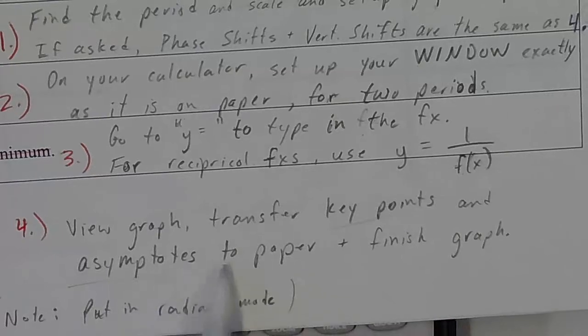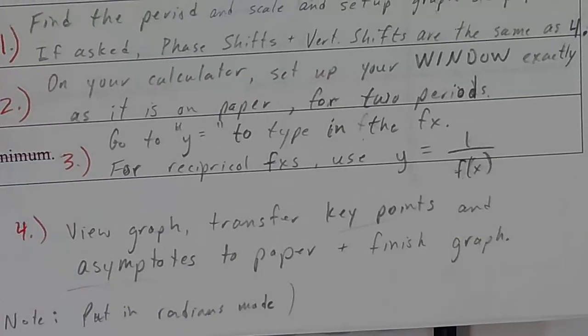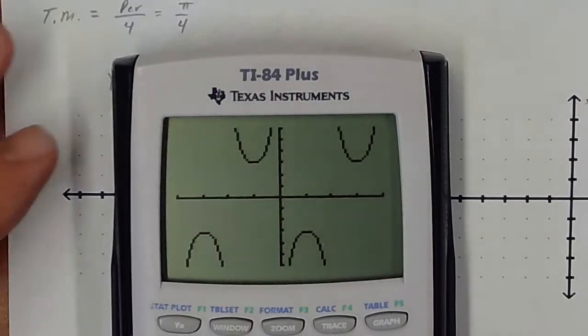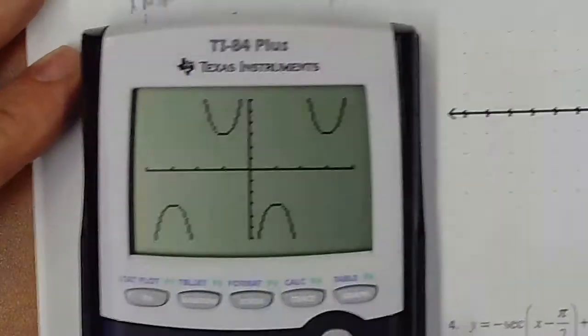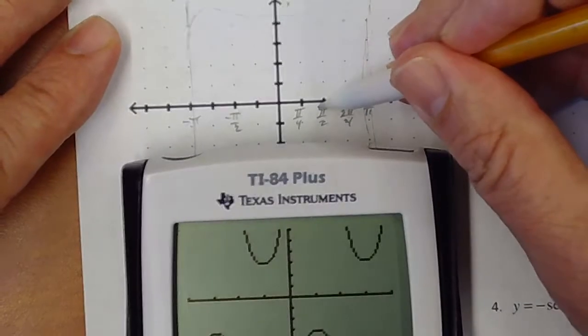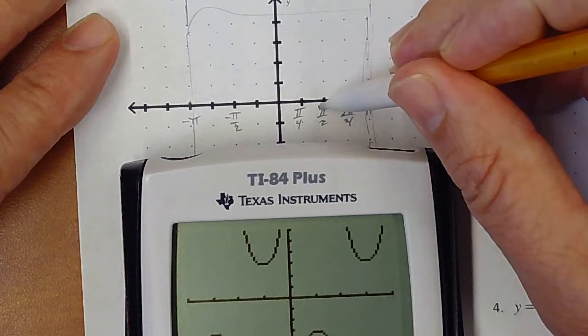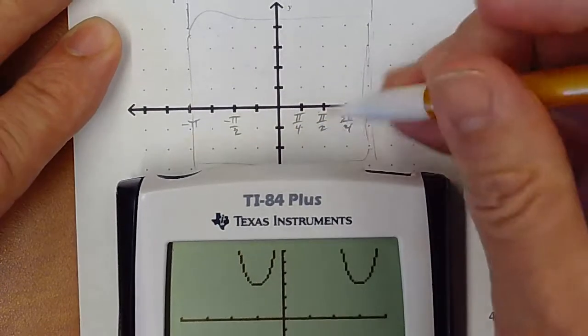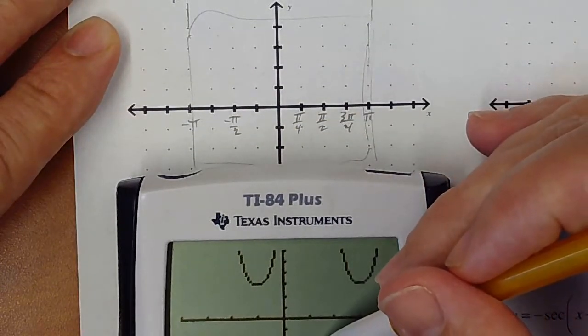I want you to draw the asymptotes in. And then we just kind of finish and complete it. Make it smooth and continuous. Okay? So key points. Remember, we kind of set up our scale marks to match this very well. Okay, so at my first tick mark, or pi over 4, I have a coordinate at -3.